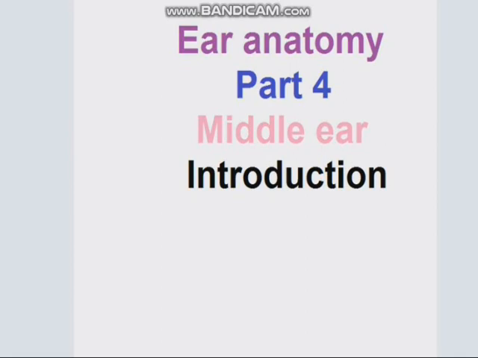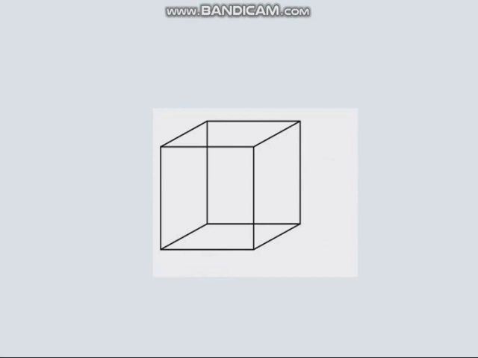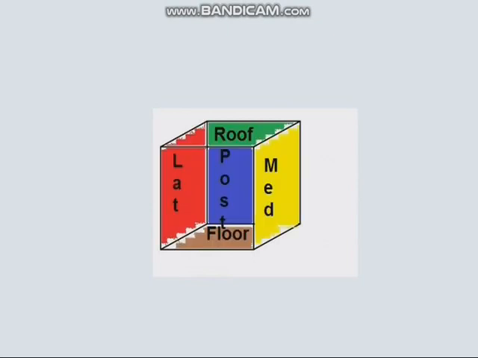Ear Anatomy Part 4: Middle Ear. We will discuss in this chapter middle ear anatomy, dimensions, and boundaries, and another video will be about contents and applied anatomy. The middle ear is like a room with 6 boundaries or borders: roof, floor, anterior, posterior, medial, and lateral. So we can consider the middle ear as a room with 6 walls: lateral wall, medial, posterior, anterior, roof, and floor.